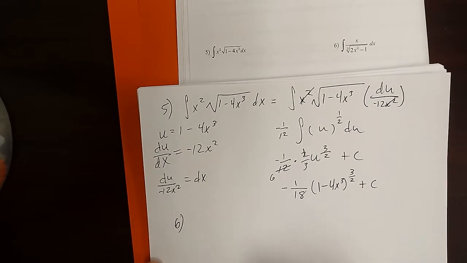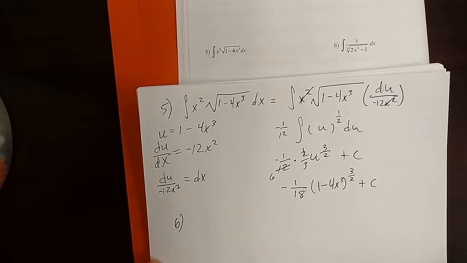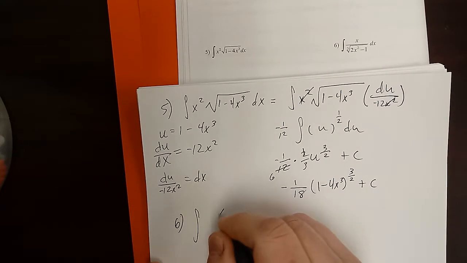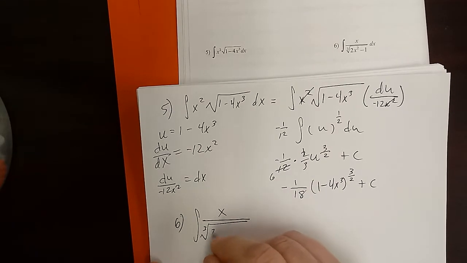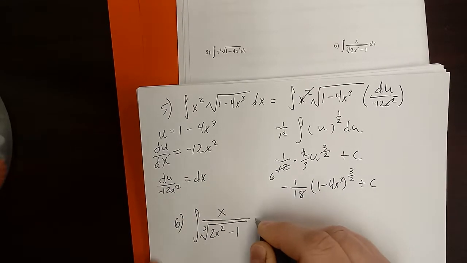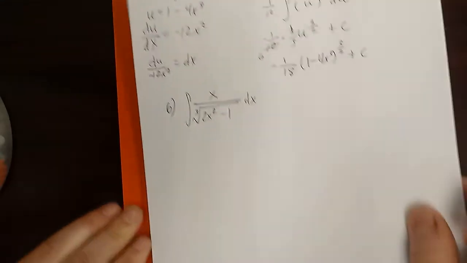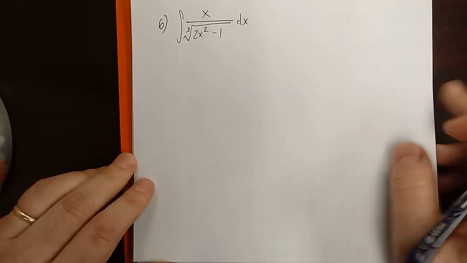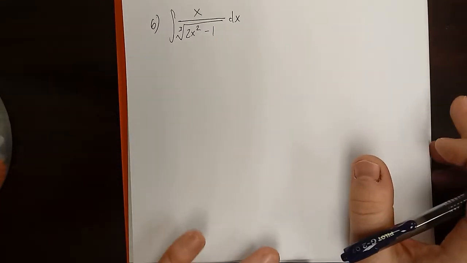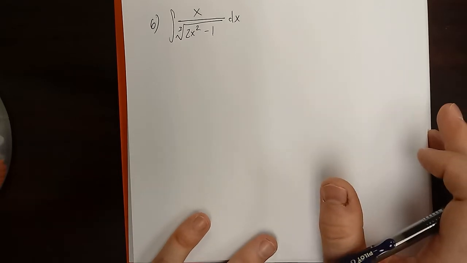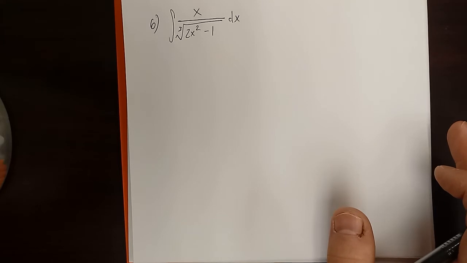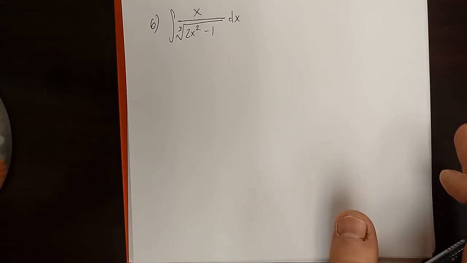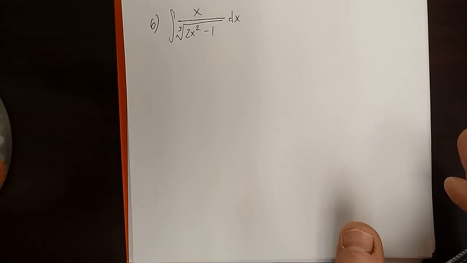We look at 6, we cry, and we go home. X over the cube root of 2x squared minus 1 dx. We look at number 6, and we cry, and we go home. Yeah, this is like a keep calm and try u substitution. So, oh, I just made myself laugh. That was so stupid. Oh, I'm sorry. Oh, that was so bad.